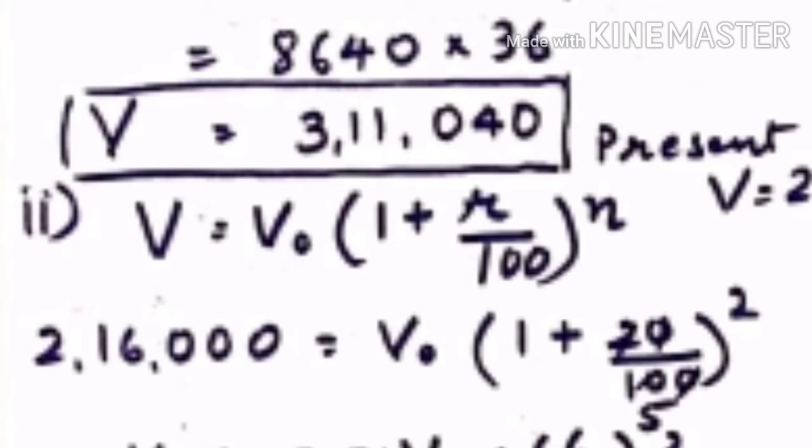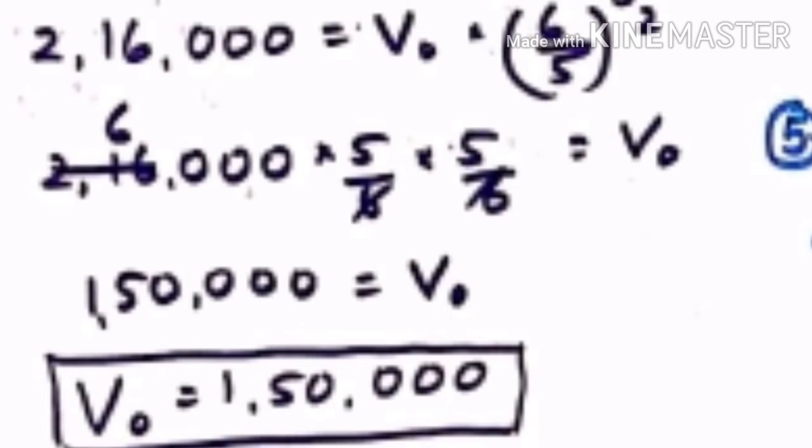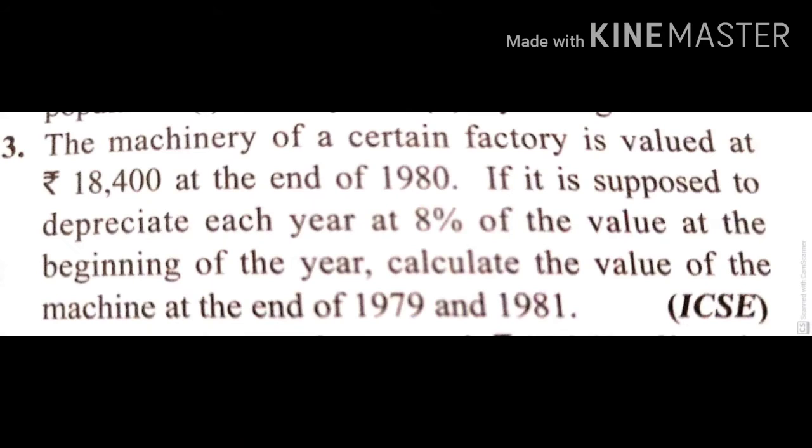For that we take our V value, that is the present value, as V, and the 2 years ago value we get as V0. So next you see, same as upside, we get 6 by 5 whole square. Now to get V0 value, I take that 5 upside on the other side and 6 downside, and it is having square. So we write 2,16,000 into 5 by 6 into 5 by 6. Now by cancellation, 6 6s are 36, 6 6s are 216, and then 25 6s are 150,000, that is 1,50,000 is our answer.